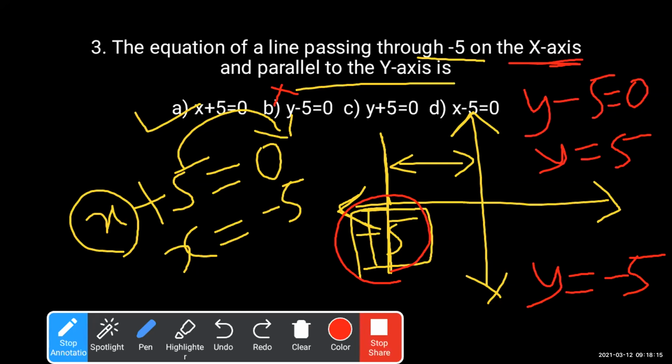And x plus 5. Now students, you may get confused between x plus 5 and x minus 5. If I solve x minus 5, I will get the value x is equal to 5. But the point given is -5. So obviously the first option will be the correct one.